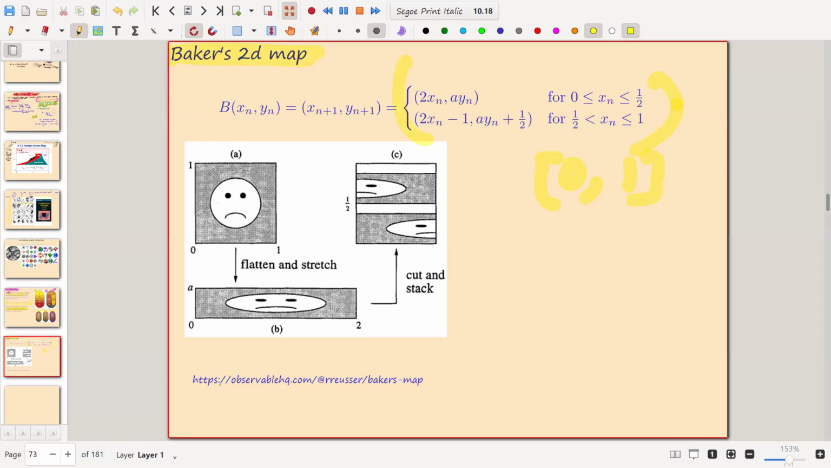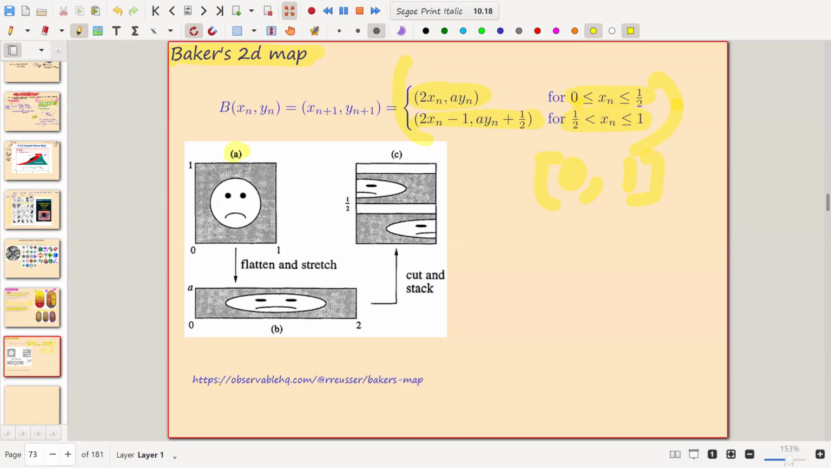From 0 to half, you have a linear map. Again, from 1/2 to 1, you have a different map. The form of the map is different depending on the interval you are in. If x is between 0 and 1/2, you follow 2x and ay. If x is between 1/2 and 1, you follow this other formula. However, what this map does exactly is shown in the figure.